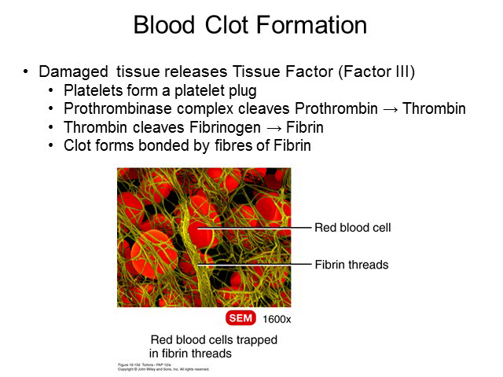The platelets form the platelet plug, and a prothrombinase complex is involved in cleaving prothrombin to produce the mediator of thrombin. Thrombin itself then cleaves fibrinogen to create fibrin, and the clot forms by bonding to fibres of fibrin. If you look at this diagram, it's available in your Tortora textbooks if you wish to look at it. You can see red blood cells trapped within fibrin threads.